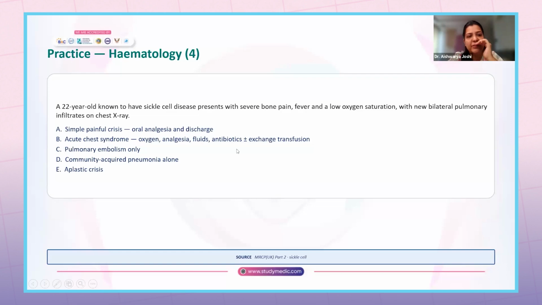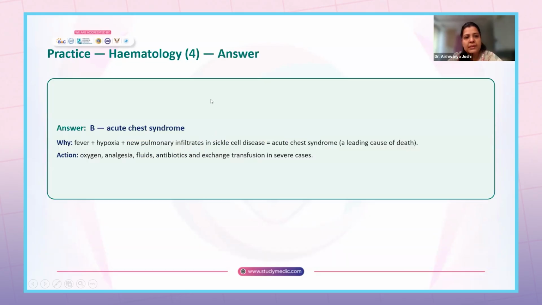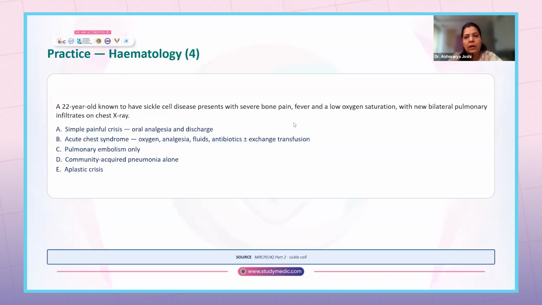Now, most of you might be confused between simple painful crisis versus acute chest syndrome, right? And there are pulmonary infiltrates as well. Now, again, this brings a doubt whether we need to give fluids or not. This is acute chest syndrome. This acute chest syndrome is due to bony blood vessel occlusion due to sickling. This is treated with oxygen, analgesia, fluids, antibiotics, and exchange transfusion in severe cases.